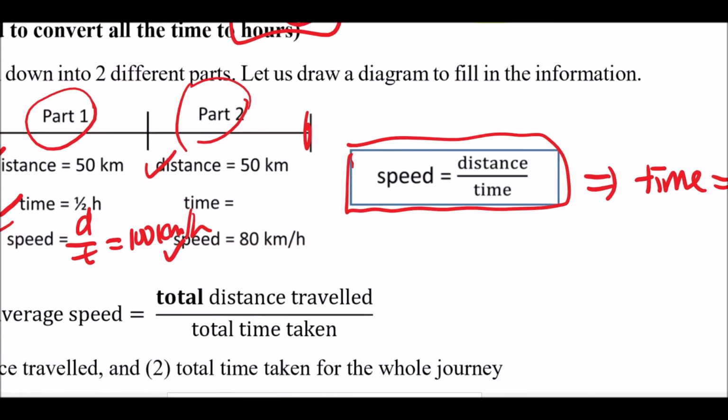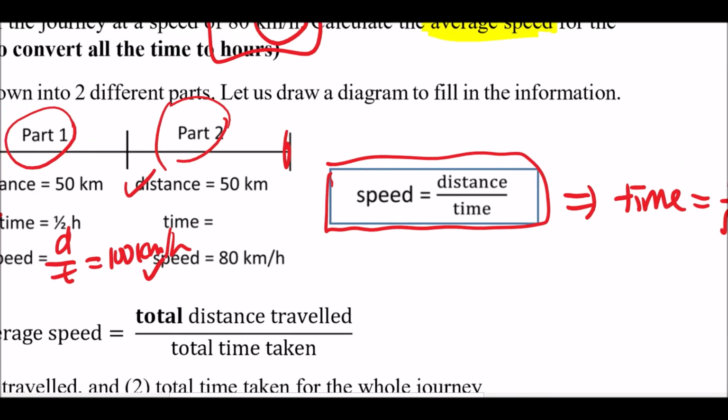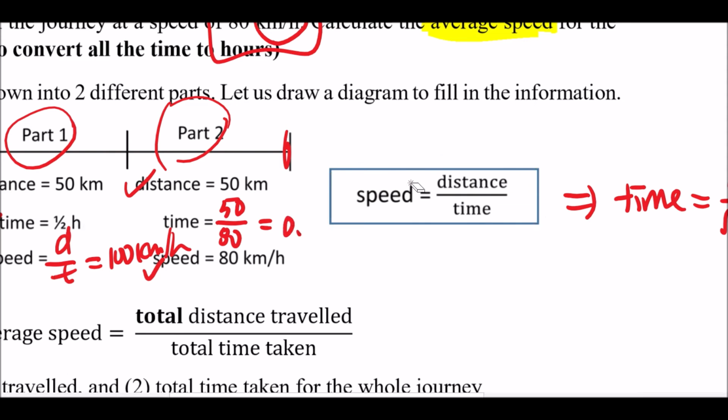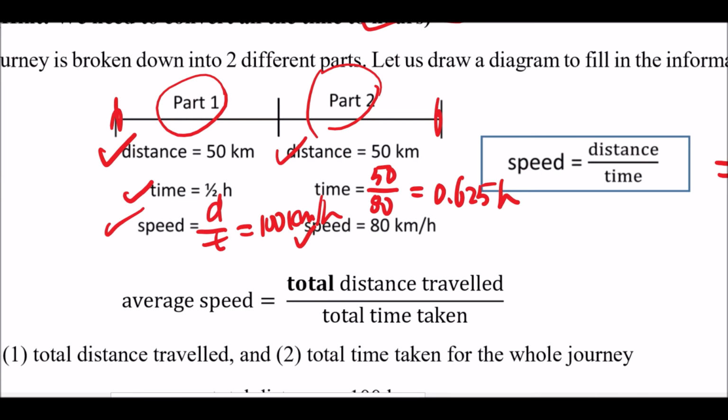So let's put in the numbers. Time equals distance over speed, 50 over 80. That gives us 50 divided by 80, that is 0.625. 0.625 hours. Everything is in hours in this question.